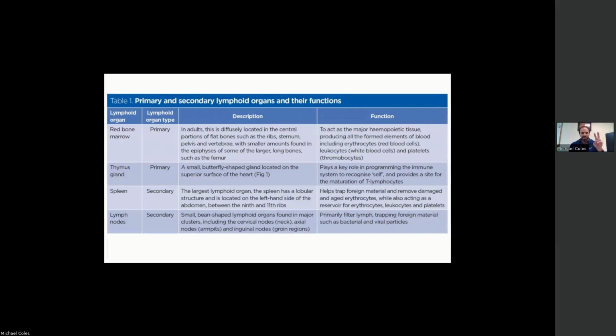Two secondary organs, spleen. This is the largest lymphatic organ. Remember that, the largest organ on the left side of the abdomen between the 9th and 10th ribs. So this helps trap foreign material and remove damaged and aged red blood cells. It's also a reservoir for red blood cells. So red blood cells, they're born and then they die. So any sort of carcass, if you will, has to be taken up.